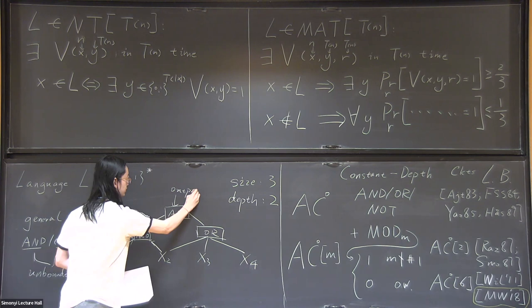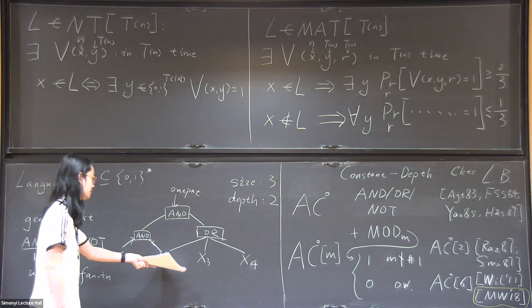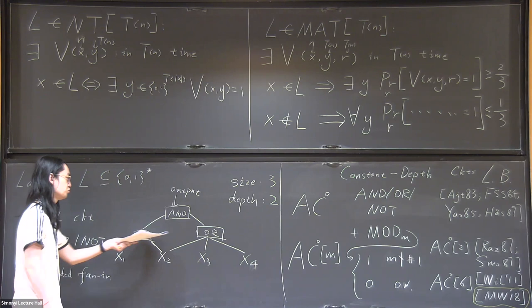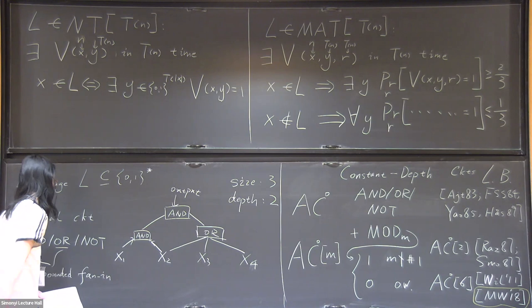So how do you compute the output from this particular circuit? You look at x1 and x2, you compute the AND of them. You look at x2, x3, x4, compute the OR of them. And then compute the AND of these two results. And of course, it can be much, much more complicated than that. It can be on many, many inputs. But this is an example of a circuit.